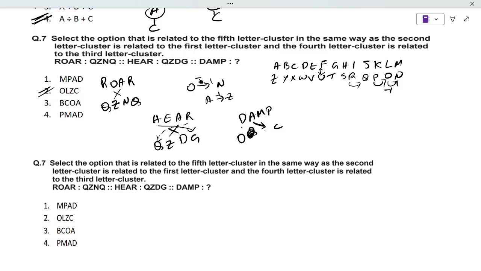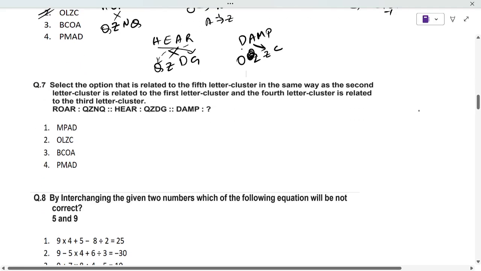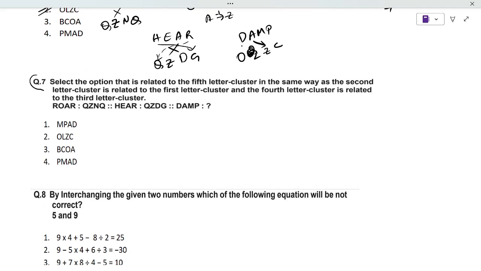Z minus 1 is Y. A minus 1 is Z. M minus 1 is L. Yes, O, L, Z and C. So that's the right one. So this is just a repetition. We just got option 2.